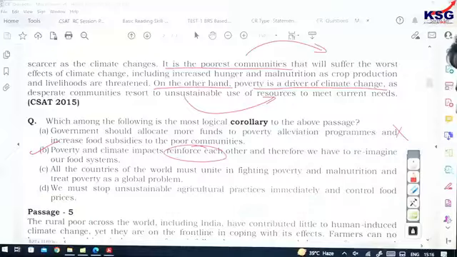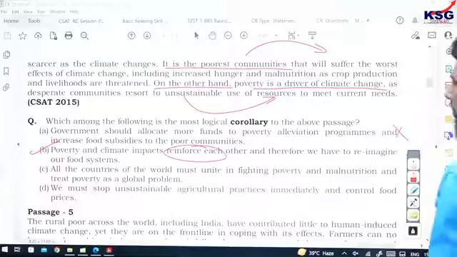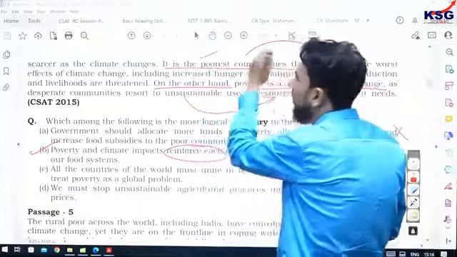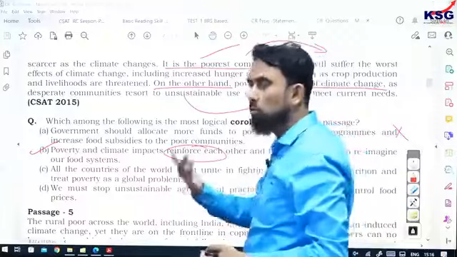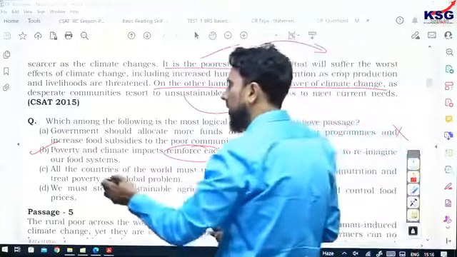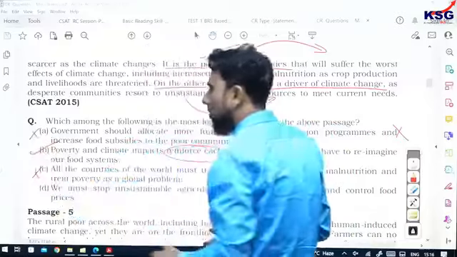C, all the countries of the world must unite in fighting poverty and malnutrition and treat poverty as a global problem. Okay, it only concerns this point. But what the poverty is doing, can some preventive measure be taken there? That is not being discussed in C. So, just like option A.